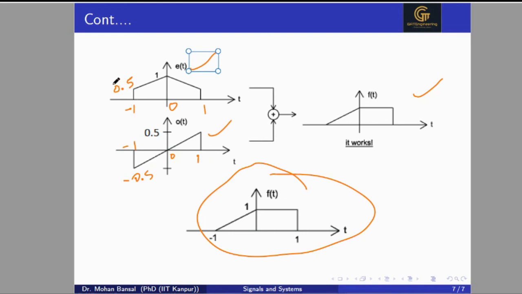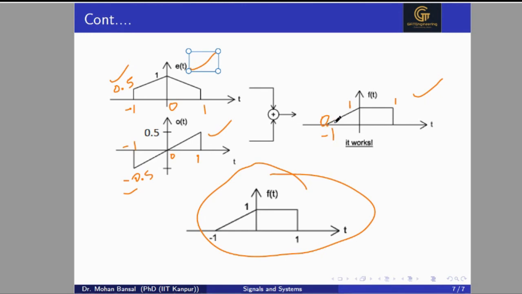For t equal to -1, the even signal is 0.5, and the odd signal is -0.5. If we add 0.5 with -0.5, we will get 0. So we have 0 here at t equal to -1. At t equal to 0, the even function is 1 and the odd function is 0. If we add 1 and 0, we will get 1. So we are getting 1 here. Then 0.5, which is e(t) at t equal to 1, and 0.5 is o(t), the odd signal at t equal to 1. Both are 0.5. We add 0.5 with 0.5, we will get 1. So we have 1 here.